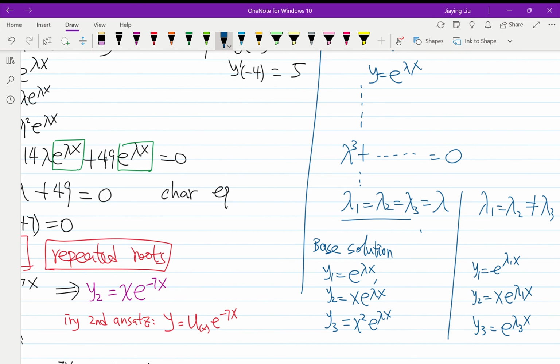Those two corresponding to the two lambda values that are the same, and this one corresponding to the third one is different from the other two. So this works for pretty much all the orders of this type of differential equations. Any questions? Okay.